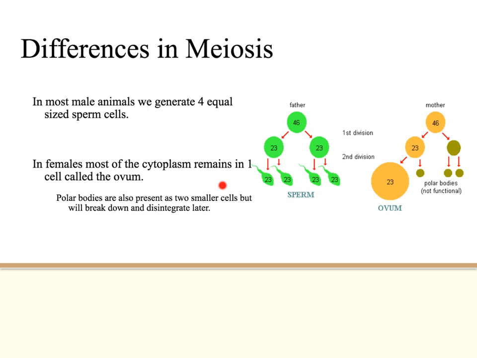Now, in females, most of the cytoplasm remains as one, and we call that an ovum. So just like we call this spermatogenesis, this is oogenesis. You end up with one really large cell, which is going to be the ovum, and then three what we call polar bodies. They are not functional, and eventually they're going to break down and disintegrate later, but actually the ovum will kind of use these for energy.